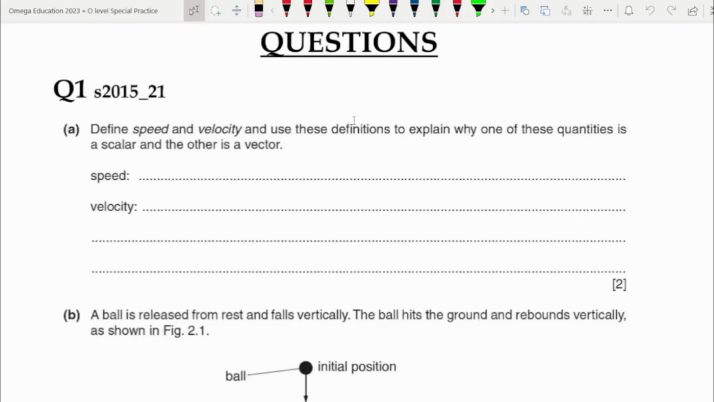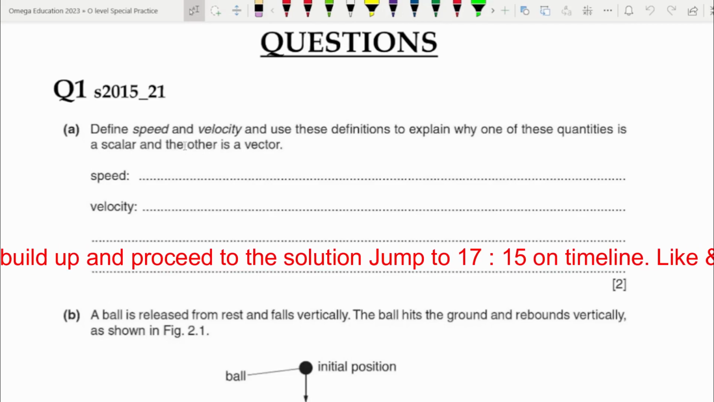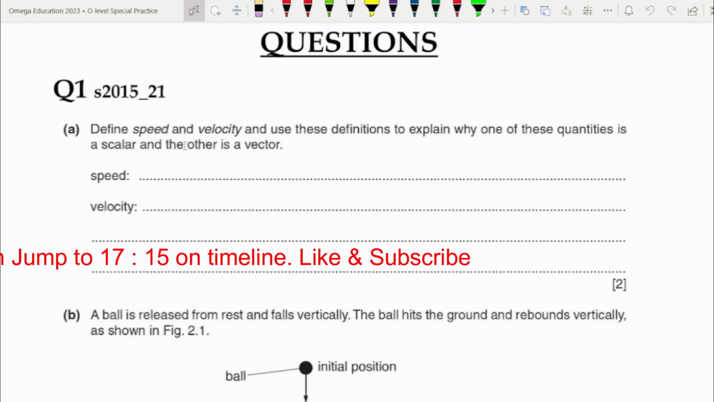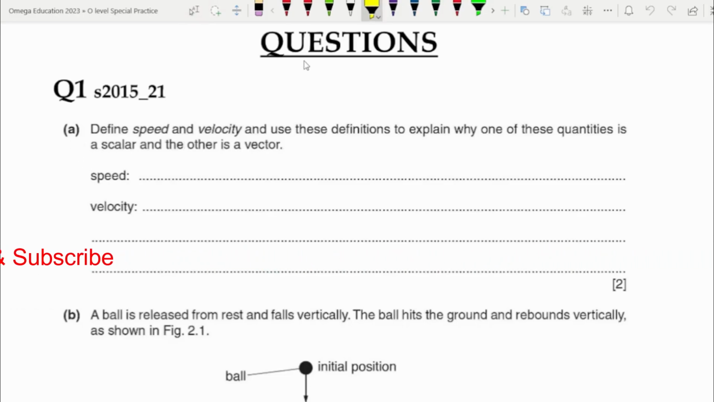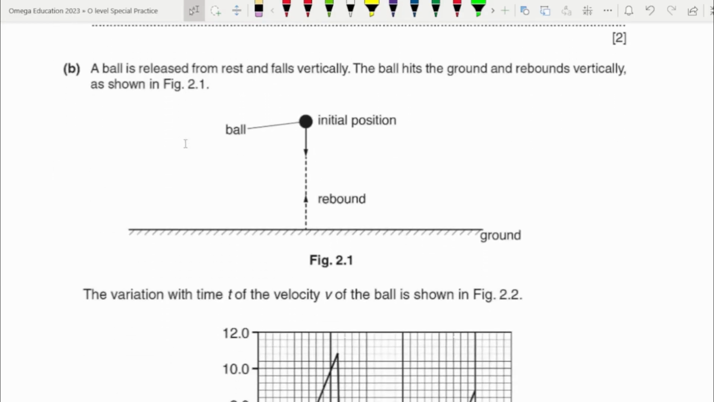Define speed and velocity and use the definitions to explain why one of the quantities is a scalar and the other one is a vector. So I hope you'd be able to attempt this one. So I'm going to skip this question at least. Let's take a look at the next one, the part B.